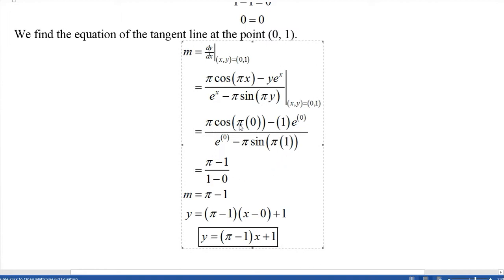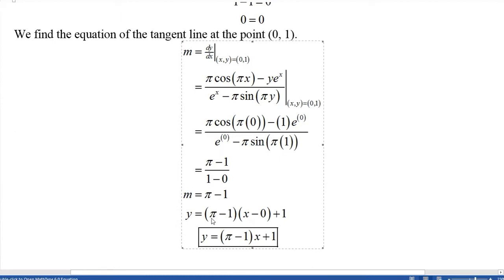Let's see. Pi times 0 is 0, cosine of 0 is 1, 1 times pi is pi. e to the 0 is 1 times this negative 1 is negative 1. In the denominator, e to the 0 is 1. Pi times 1 is pi, sine of pi is 0, 0 times minus pi is 0, so we're adding a 0 there. So you end up with pi minus 1 over 1, which is just pi minus 1. So pi minus 1 becomes our slope.